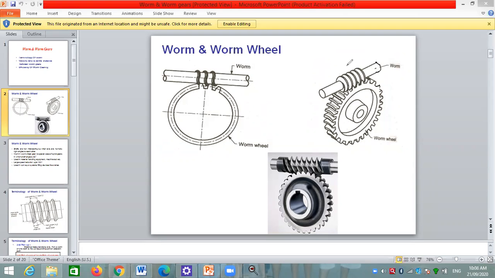It is also used in a musical instrument like a guitar for locking of the string. To lock the string, a worm and worm wheel type of mechanism is used in the gear. Okay, these are some applications of the worm and worm wheel.